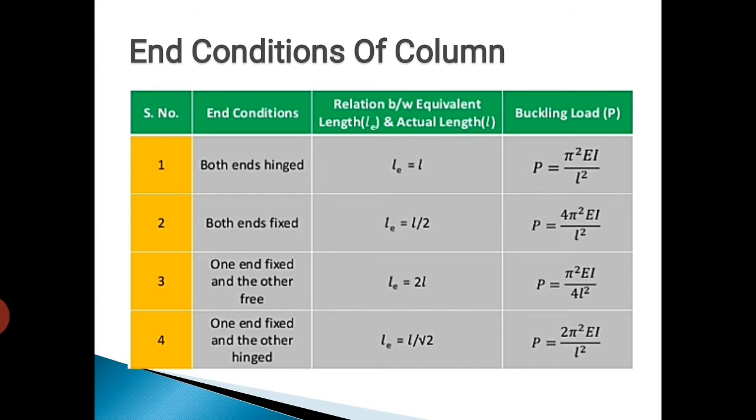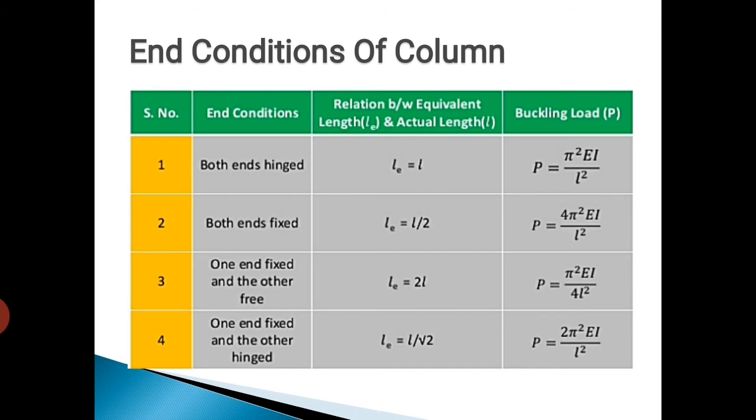Second condition, both ends fixed. How to calculate LE and buckling load? LE is equal to L by 2 and buckling load P is equal to 4 pi square EI divided by L square. Third condition is one end fixed and the other end free. So effective length is equal to 2L and buckling load P is equal to pi square EI divided by 4L square.